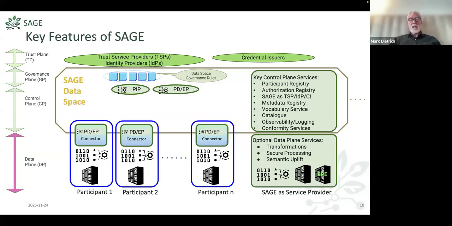And then on top, we have an external trust plane. Sage is not intended to run these except in specific instances. In general, we want to rely on external trust service providers, external identity providers, as well as external credential issuers. We don't want to invent all that stuff unless there's a need, unless there's a gap.